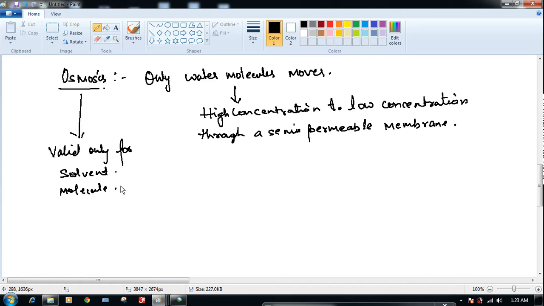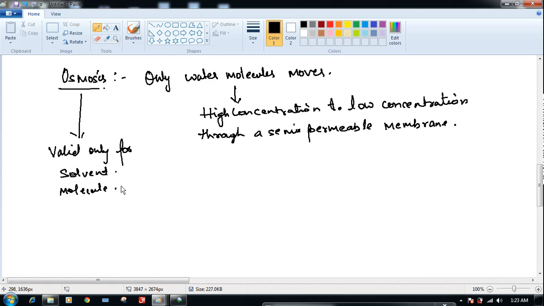So osmosis is not sufficient to maintain this gradient or the gap between transportation of water and the removal of water by transpiration.